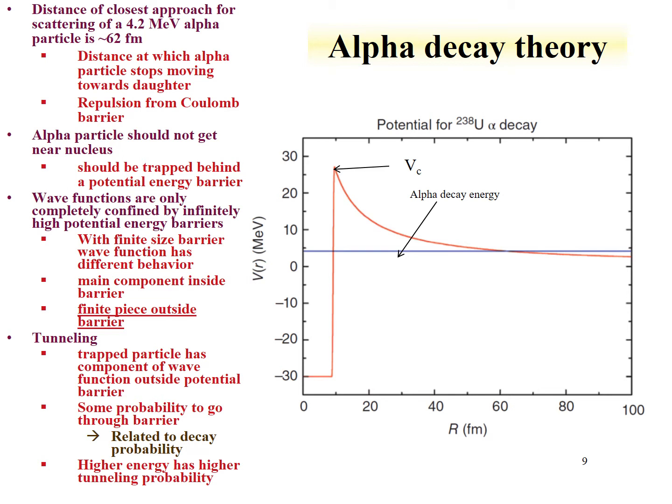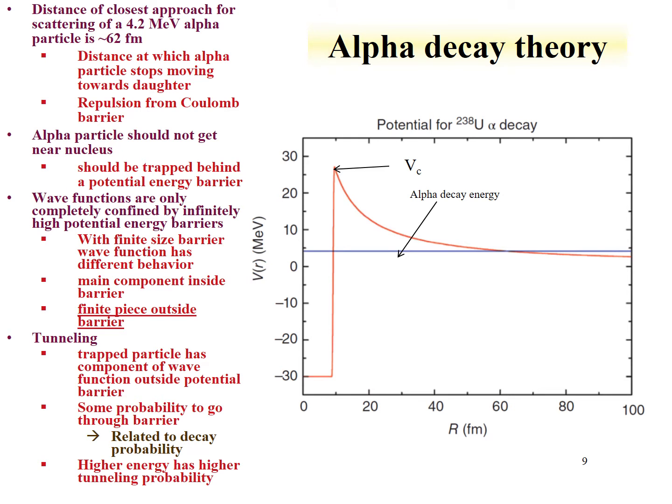So if we look at the nuclear potential, the alpha particle would be sitting right about here, on the order of 4 MeV above the ground state. And if I look at this from a classical component, the alpha particle should be completely trapped behind the nucleus. There's a barrier up here. Now, wave functions are only completely confined by an infinitely high energy barrier. We have a Coulomb potential, so it's a finite size.